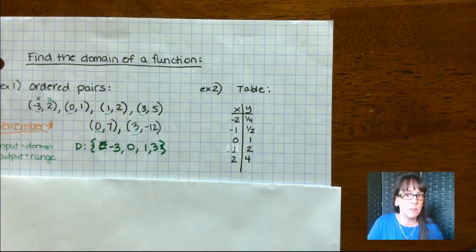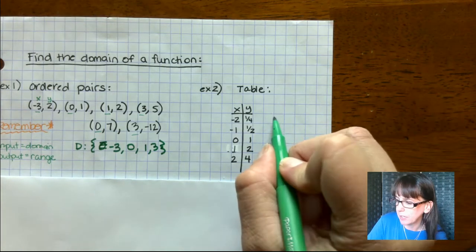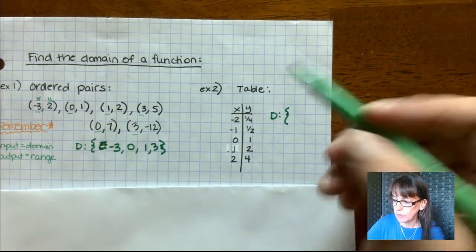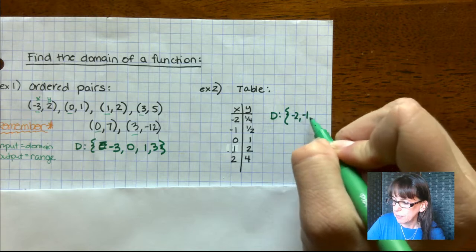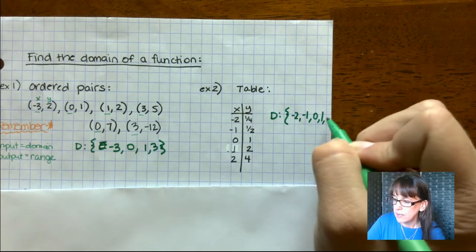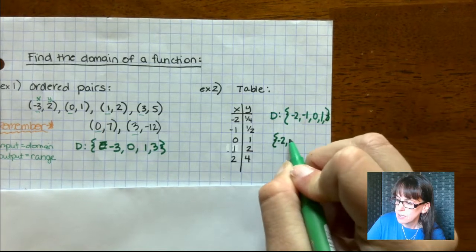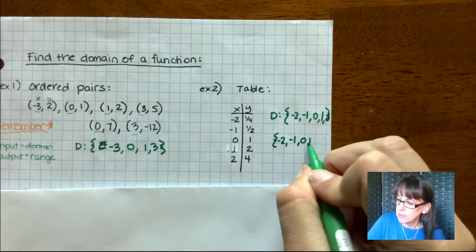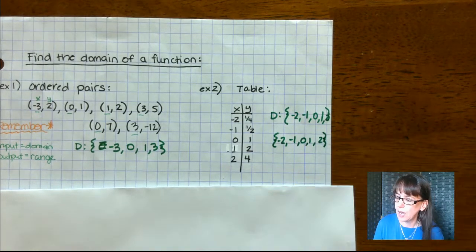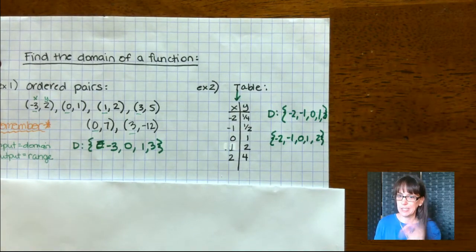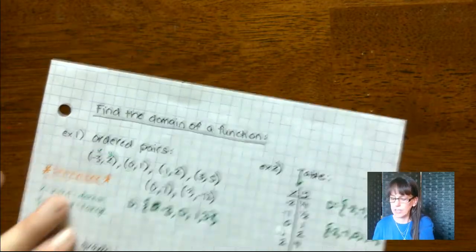Sometimes you're given a table, an XY chart, and when that happens, you can say, okay, my domain is, and I do the exact same thing. I put them in order, -2, -1, 0, 1, and 2. I'm sorry, I ran off the page there. It should look like this. -2, -1, 0, 1, and 2. And again, because our domain, remember, is our x. So there you go. The next one is a graph.